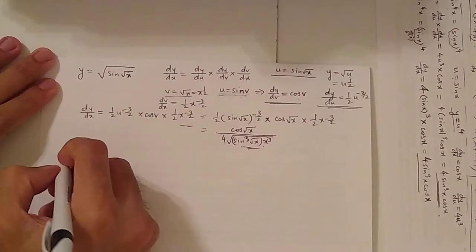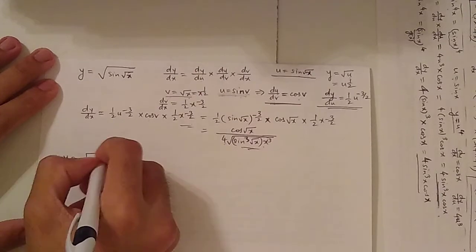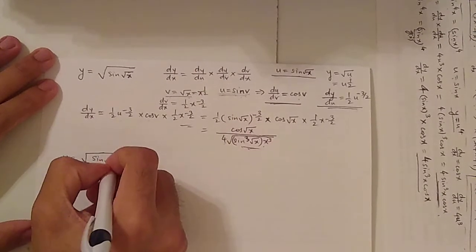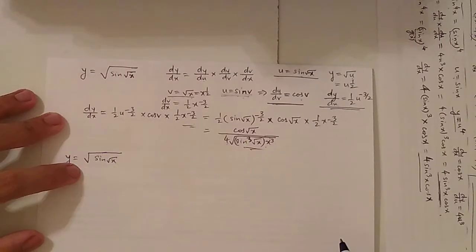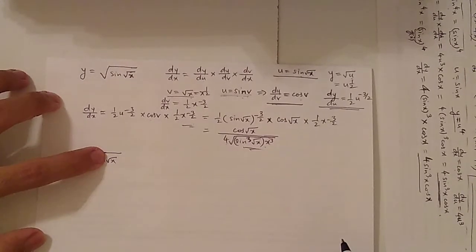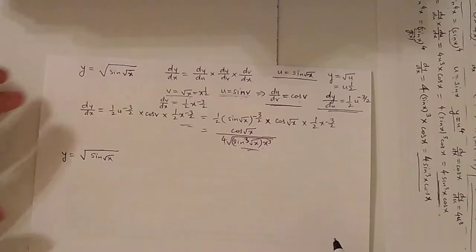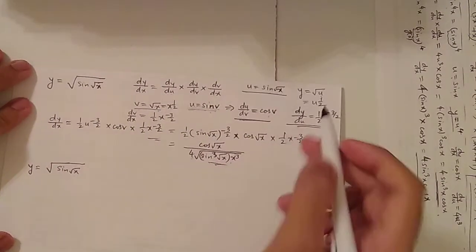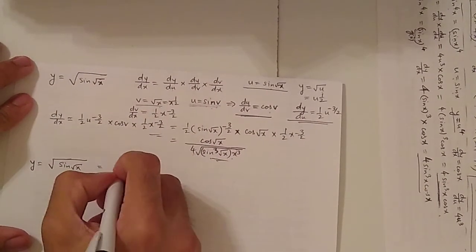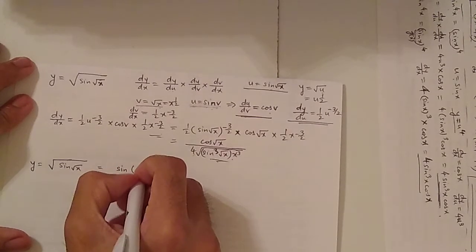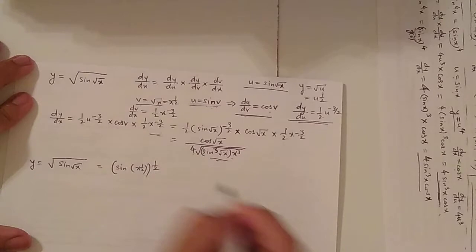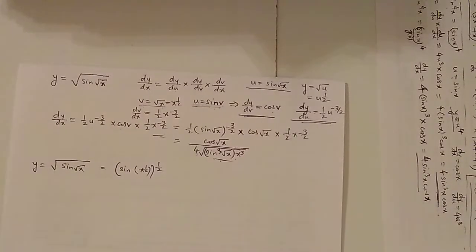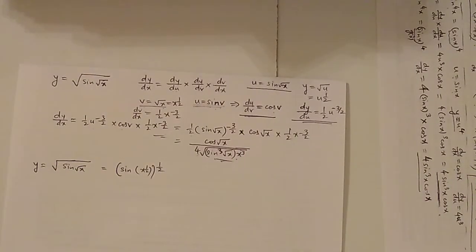Okay, so let's start. y is equal to root of sine of root x. Now let's get this function ready for differentiation, and by ready for differentiation I mean replace the roots with more standard versions that we use in differentiation. So this is going to become equal to sine of x raised to half, the whole raised to half. Now it looks more ready for differentiation.